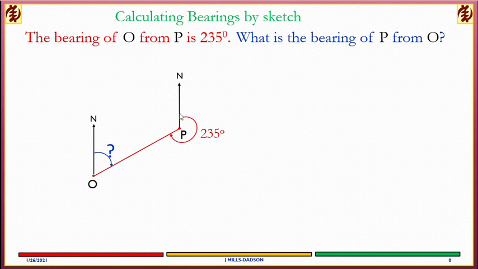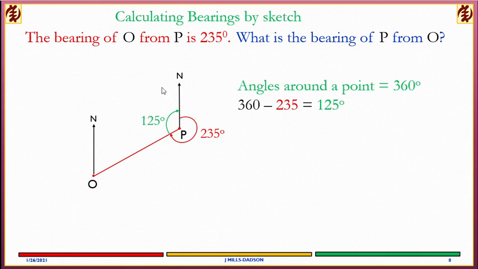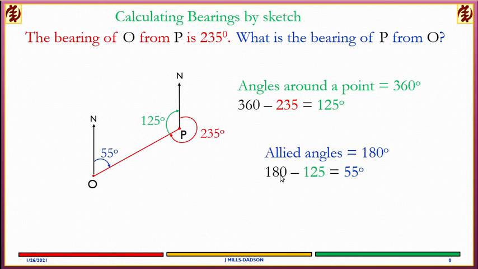Okay, you can work out this angle because 360 degrees is the angle around a point. So that's the working out. 360 minus 235 equals 125. Reason is angle around a point. These two, allied angles or co-interior angles, add up to 180. So 180 minus 125, 55 degrees. So the answer is, because it's 2 digits, you need to remember to state it as a bearing: bearing of P from O is 055 degrees.